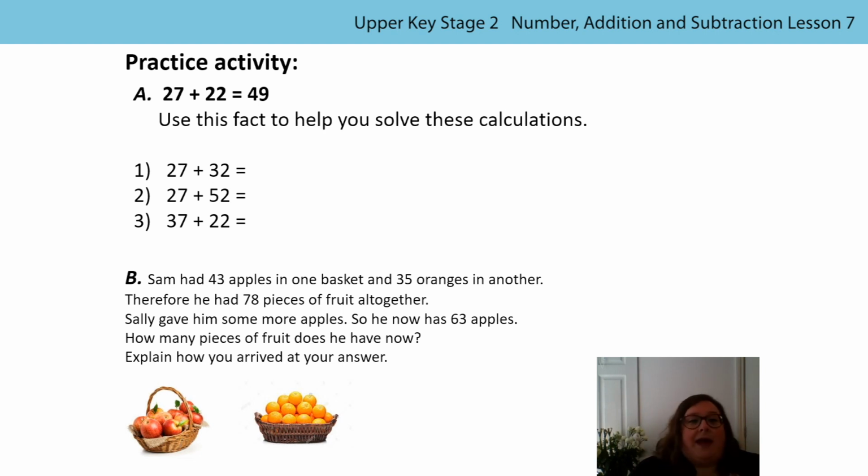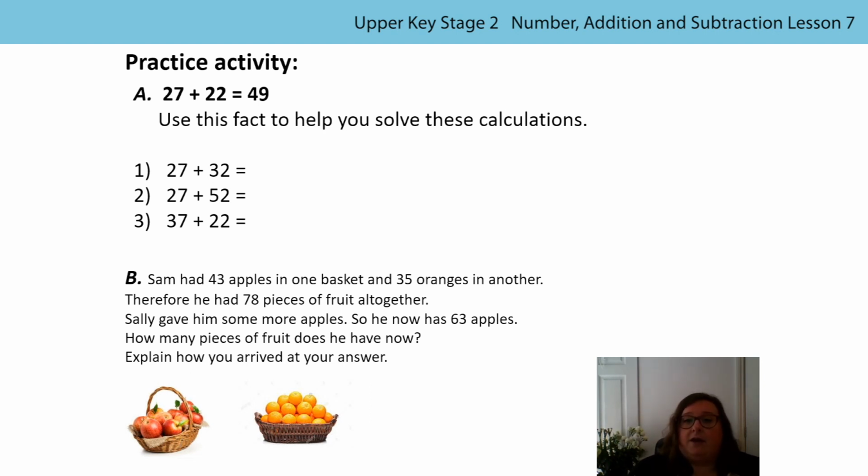Then we have a bit of a reasoning problem for you. Sam had 43 apples in one basket and 35 oranges in another. Therefore, he had 78 pieces of fruit altogether. So my known fact is that 43 apples add 35 oranges is equal to 78. Sally gave him some more apples, so now he has 63 apples. How many pieces of fruit does he have now? Explain how you arrived at your answer.